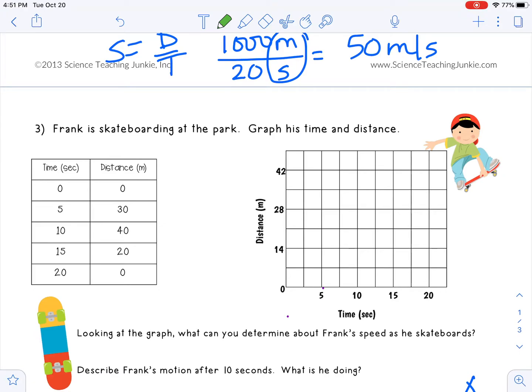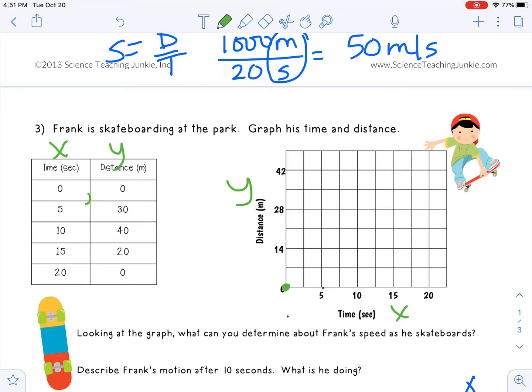Frank is skateboarding at the park. Graph his time and distance. So we know that time is X and distance is Y. So we're going to put that in there just like that. So we're going to start with our origin, 0, 0.